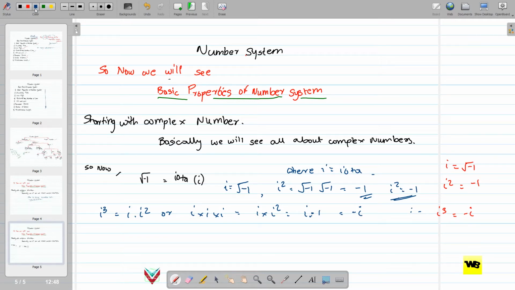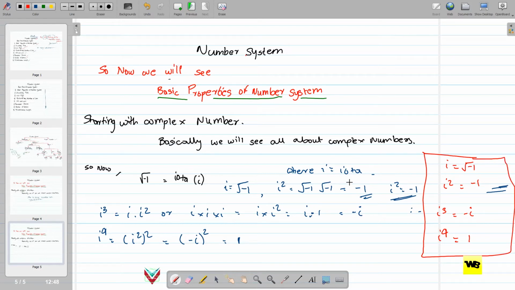Now we will see what i raised to 4 will be. i raised to 4 is i square the whole square. We got i square as minus 1, and minus 1 the whole square means it will be 1. So i raised to 4 is equal to 1. We should remember this table for the values of iota: i equals root minus 1, i square equals minus 1, i cube equals minus i, and i to the 4 equals 1.